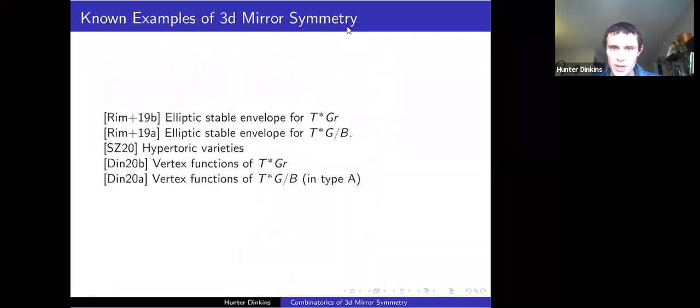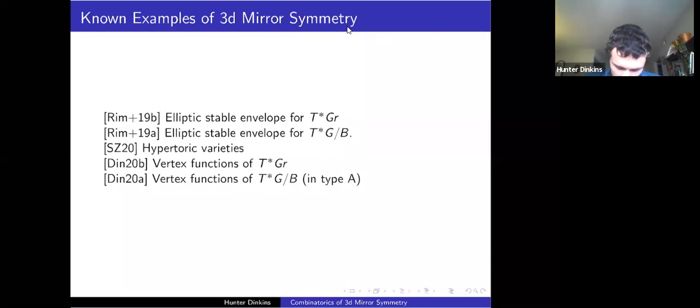Okay, so what examples have been studied so far about 3D mirror symmetry? Ramani and his collaborators have studied a couple of these. I referred to the equation on the last slide as 3D mirror symmetry of vertex functions, but there's also an analogous statement that just involves the elliptic stable envelopes. And it's been proven for the cotangent bundle to the Grassmannian and its dual. So people have constructed the dual and then proven that the elliptic stable envelope has the expected 3D mirror symmetry relation.